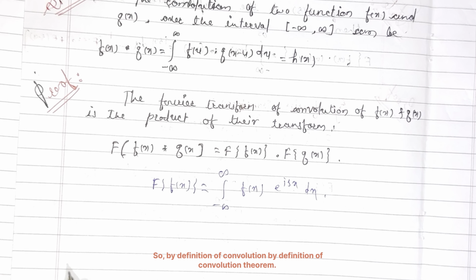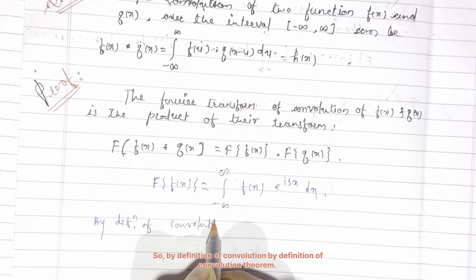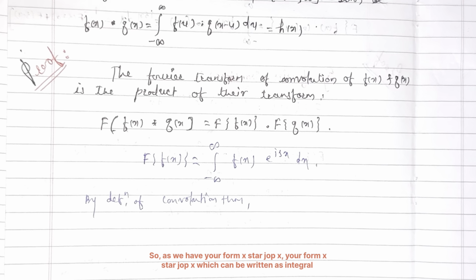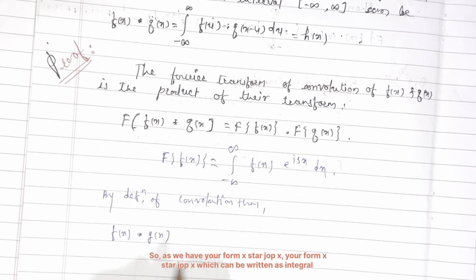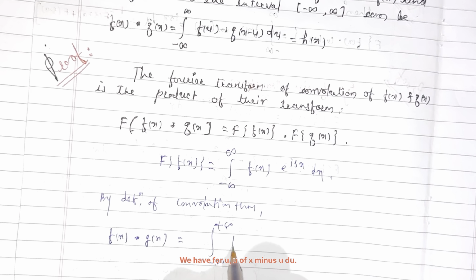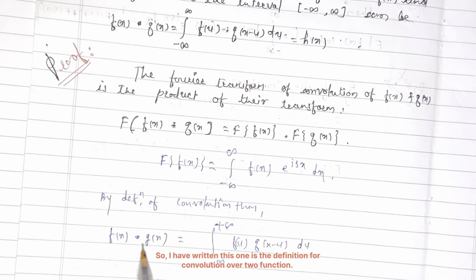So by definition of convolution theorem, as we have f of x star g of x, which can be written as the integral from minus infinity to plus infinity. I am writing the convolution definition as it is here, which I am going to apply for finding the Fourier transform. The property actually says that the Fourier transform can be written as the product of their transforms. So let me write this: f of u g of x minus u du. I have written the definition for convolution of two functions.